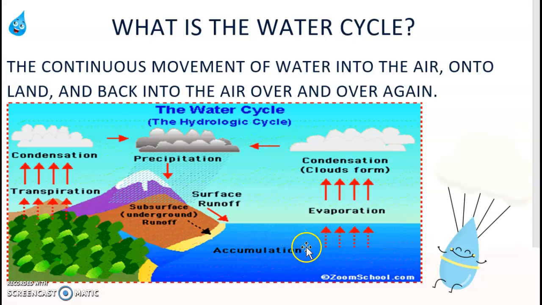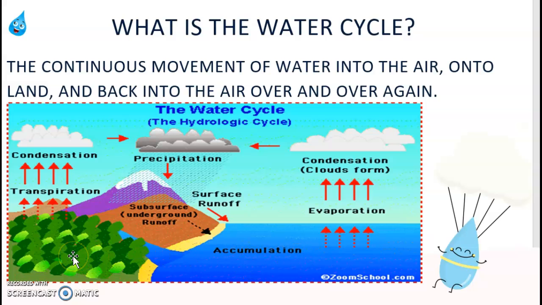So just like, for example, in here, they're called accumulation because this water runoff moves towards a body of water where they are collected. And the collection of water in there is what you call accumulation.